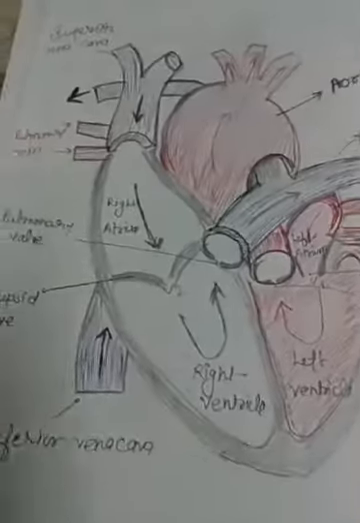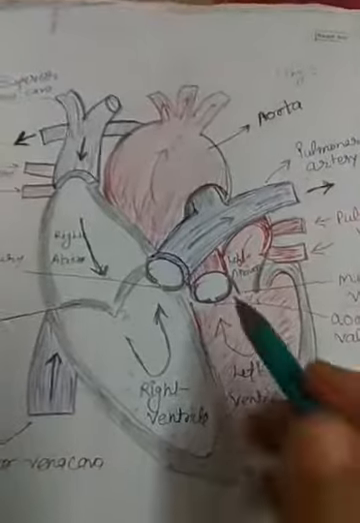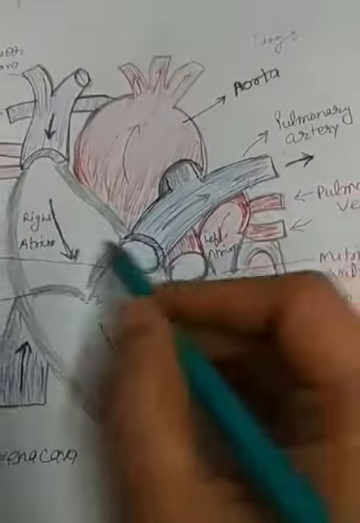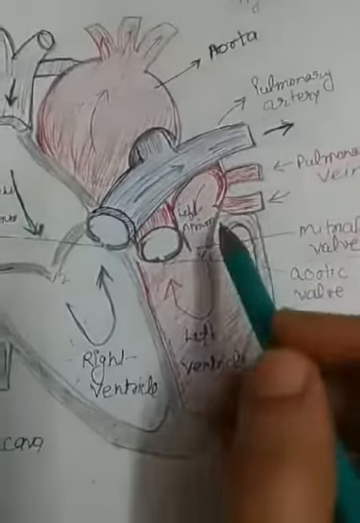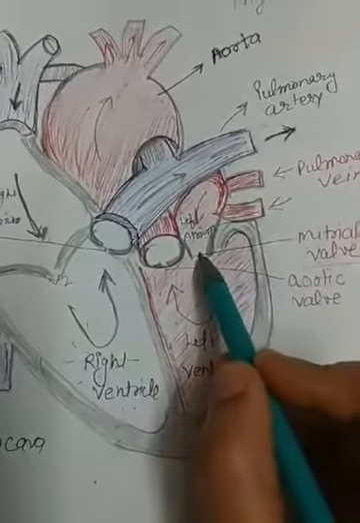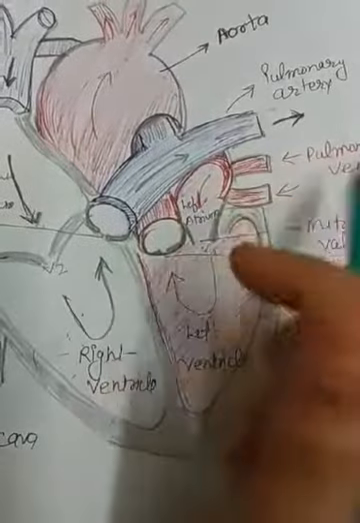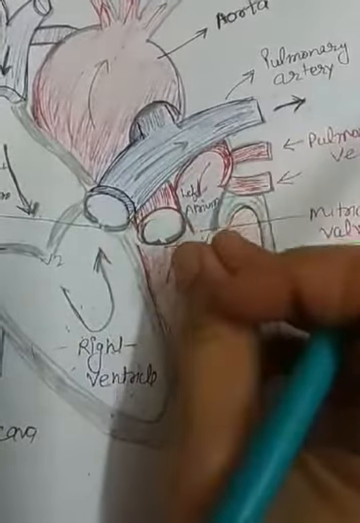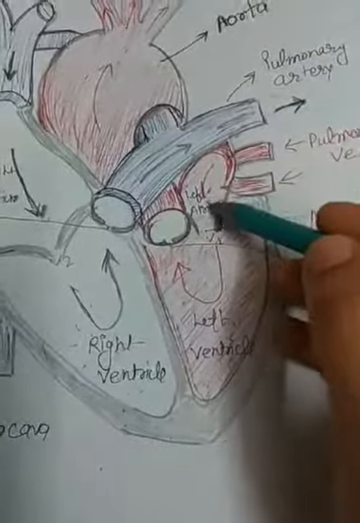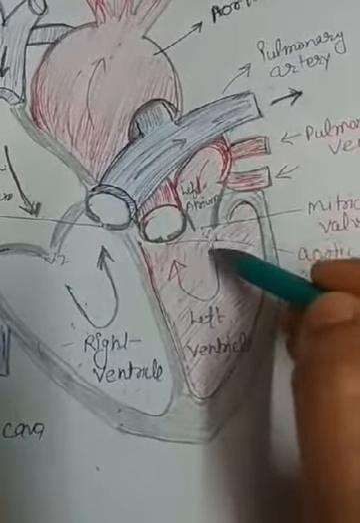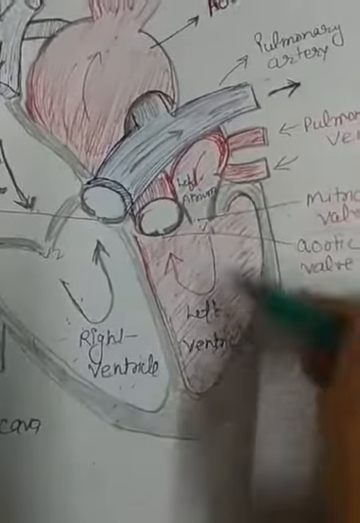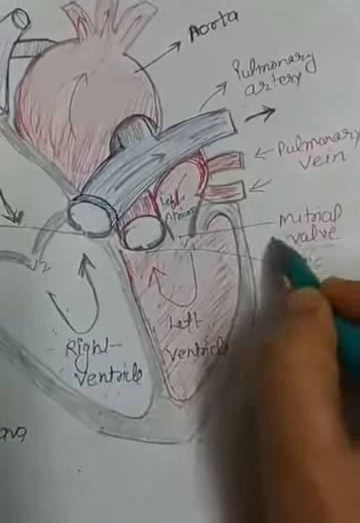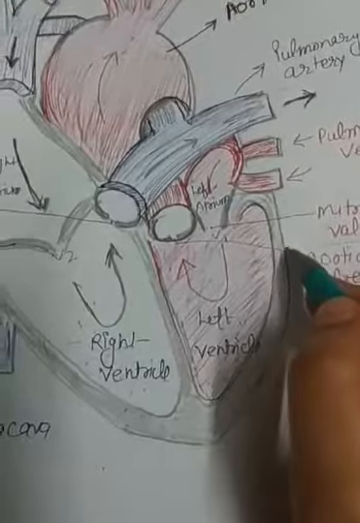Okay. Now, when the muscles of all four chambers of the heart are relaxed, when the left atrium contracts, the oxygenated blood is pushed into the left ventricle through the valve which is called the mitral valve.